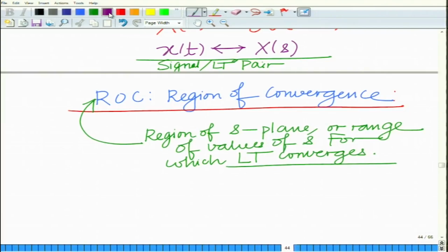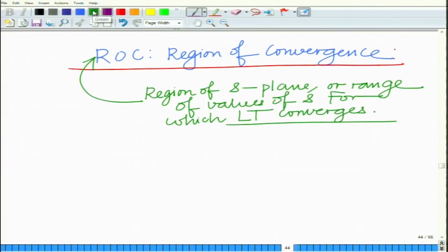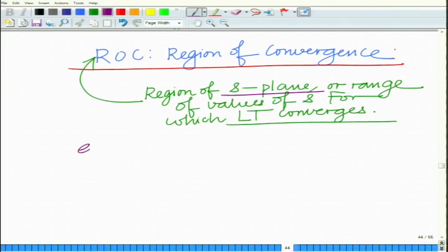For instance, let us understand this. This basically describes a region in the s plane, which I am going to define and demonstrate shortly. That is, it characterizes the range of values of s for which the Laplace transform for a given signal x(t) converges. Let us examine this using an example.